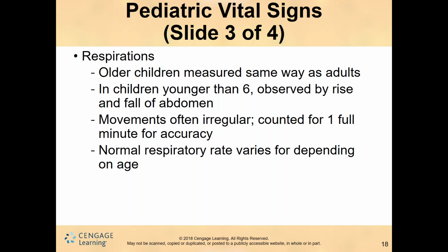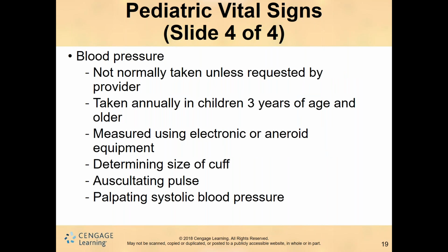For respirations, older children are measured in the same way as adults. If they're younger than 6, you can watch the rise and fall of the abdomen and count that. Movements are often irregular, so you need to count for a full minute instead of 15 or 30 seconds. And then normal respiratory rate varies with age.